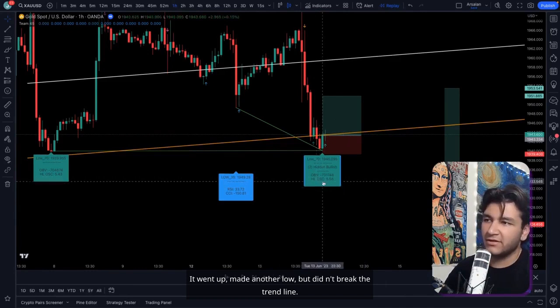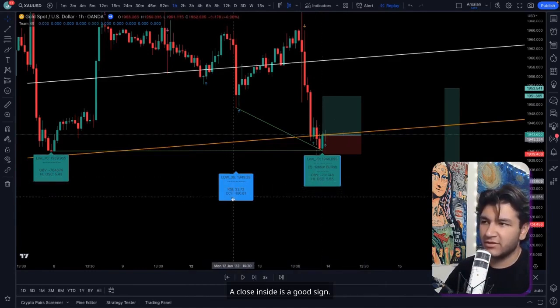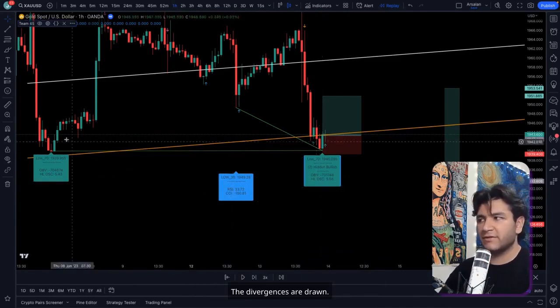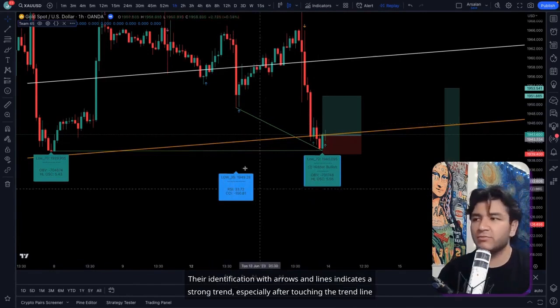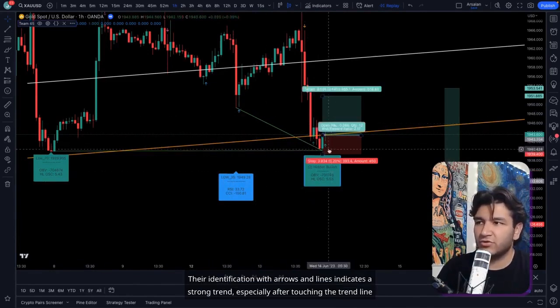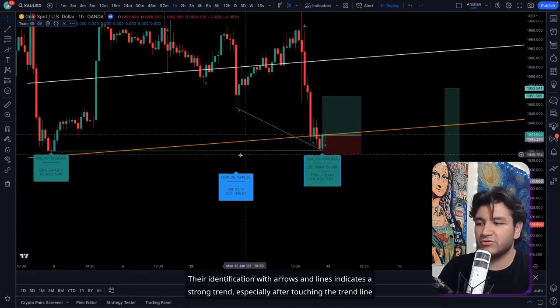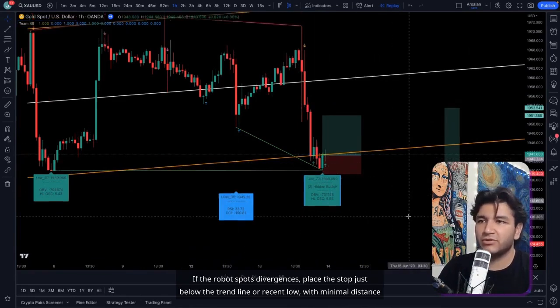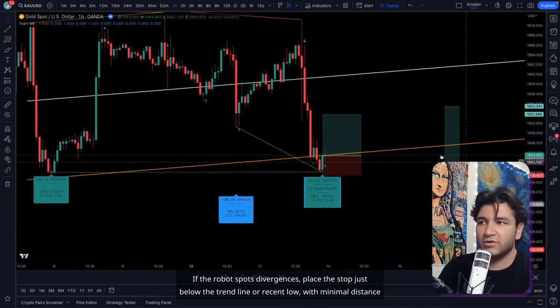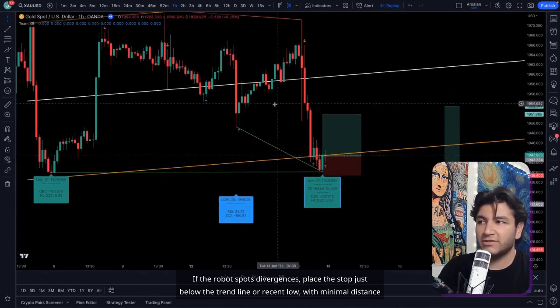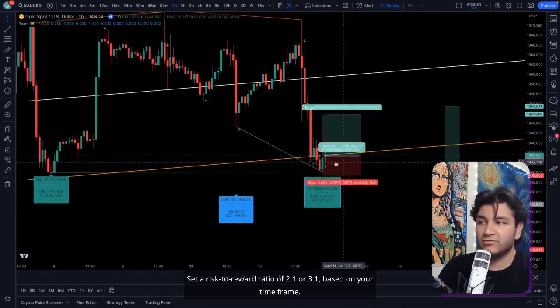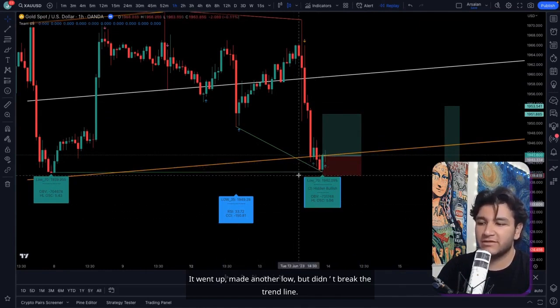It went up, made another low, but didn't break the trend line. A close inside is a good sign. The divergences are drawn. Their identification with arrows and lines indicates a strong trend, especially after touching the trend line. If the robot spots divergences, place the stop just below the trend line or recent low with minimal distance. Set a risk-to-reward ratio of 2:1 or 3:1 based on your time frame.